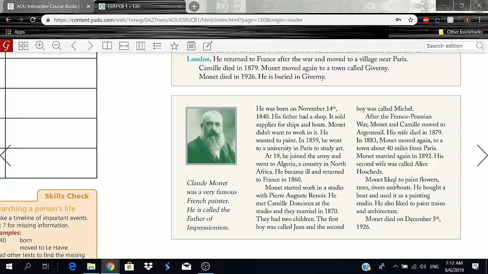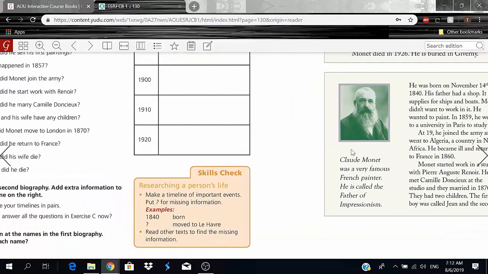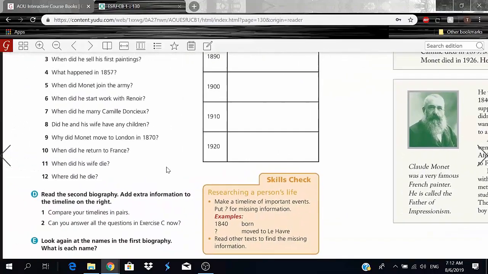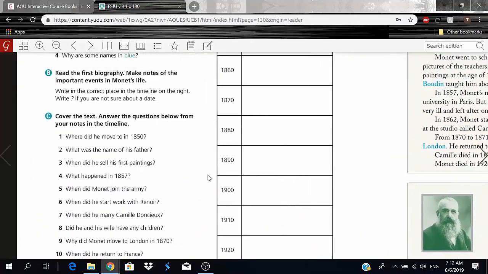Monet liked to paint flowers, trees, rivers, and boats. He bought a boat and used it as a painting studio. He also liked to paint trains and architecture. Monet died on December 5th, 1926. Okay, a lot of valuable information in both those biographies.